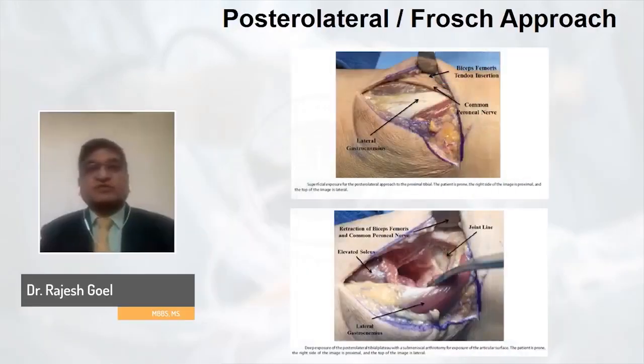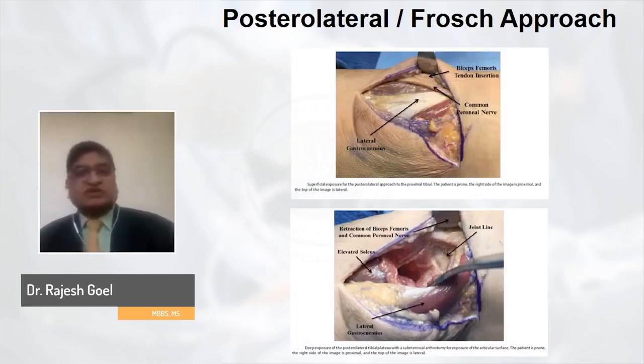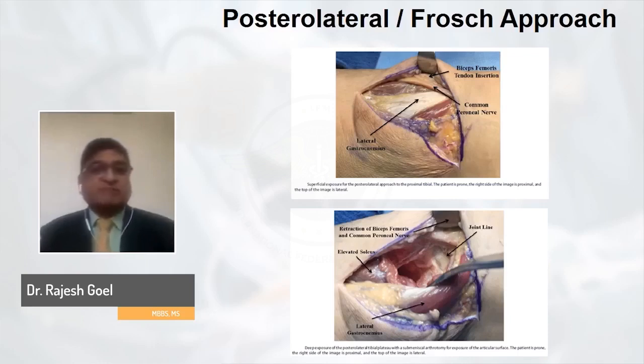The posterolateral approach or the Frosch approach. Whatsoever three approaches I have described, those were all in the supine position or in the figure of 4 position. But this posterolateral approach or the Frosch approach is always in the prone position. This is the biceps. This is the prone position.